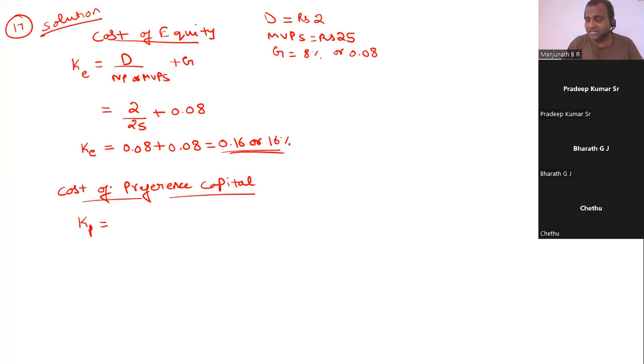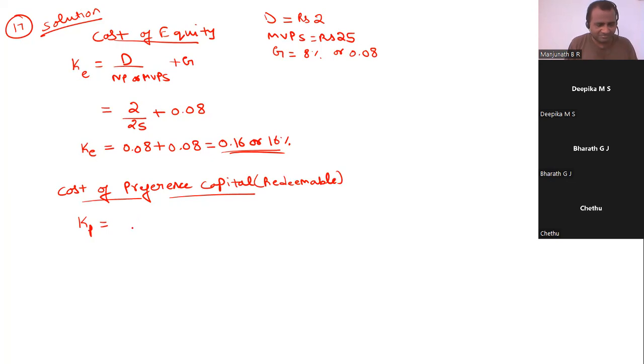What is the formula we use here for the cost of preference capital? By the way, there are 2 ways of calculating. What are those? Redeemable and irredeemable. In this question, they have said it as redeemable. So I'll be writing here redeemable for your reference.